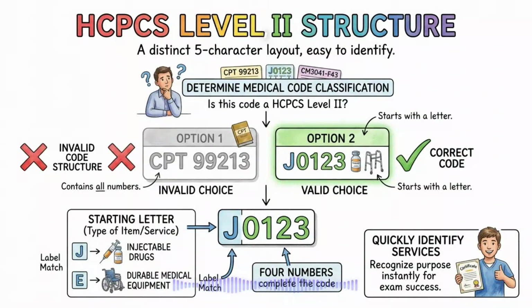Structurally, HCPCS Level II codes look very different from CPT codes, making them easy to identify. Every HCPCS Level II code is 5 characters long, beginning with a single capital letter followed by 4 numbers. The starting letter broadly indicates the type of item or service being reported. For example, codes starting with the letter J are used for injectable drugs, while codes starting with the letter E are used for durable medical equipment.